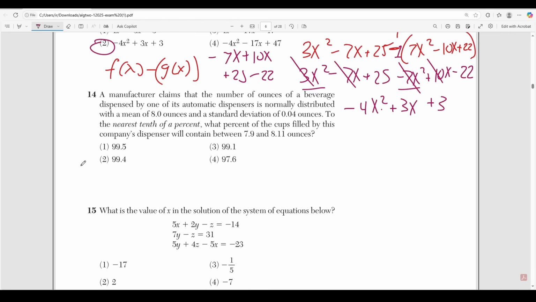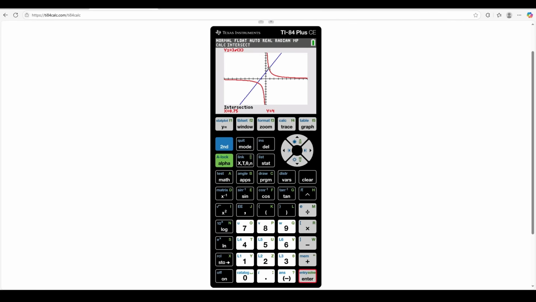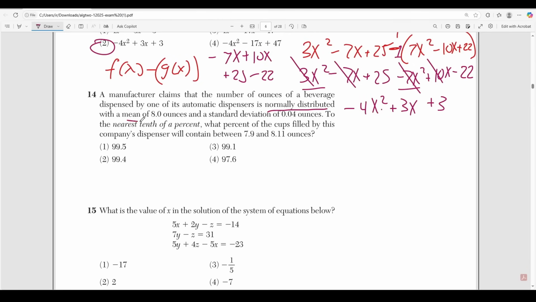So number 14 says that a manufacturer claims that the number of ounces of a beverage dispensed by one of its dispensers is normally distributed. So whenever something's normally distributed, you can model it inside of your calculator, which is what we're going to do to solve this problem. We know that it has a mean of 8.0 ounces and a standard deviation of 0.04 ounces. To the nearest tenth of a percent, what's the percent of the cups filled by this company's dispenser that will contain between 7.9 and 8.11 ounces?